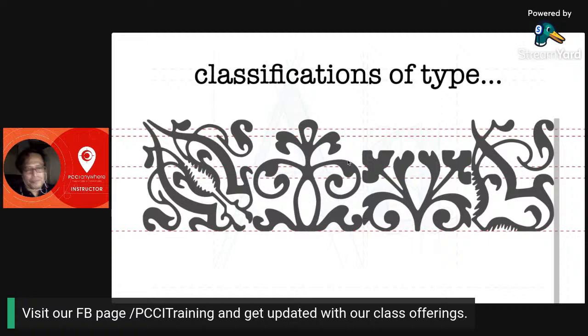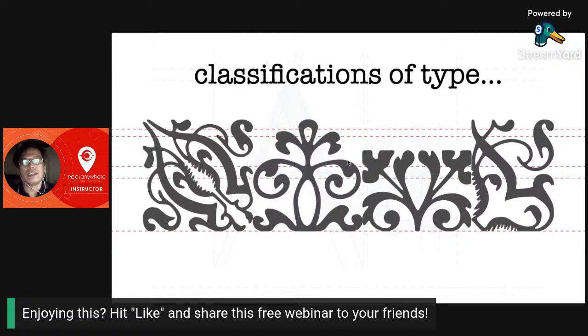Also, we have the ornamentals or the symbols or the icons. Okay, there's a lot of these everywhere. The most popular, actually, and the most used and one of the oldest ornamental or symbol fonts is Dingbats or Zapf Dingbats. Okay?